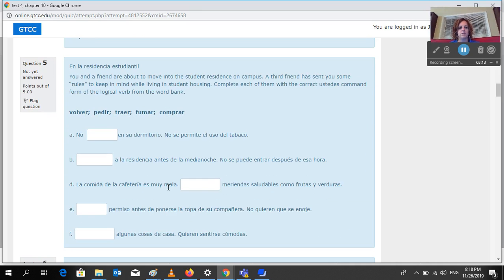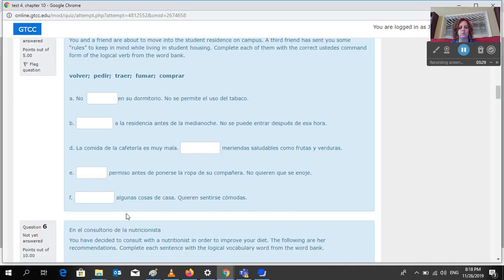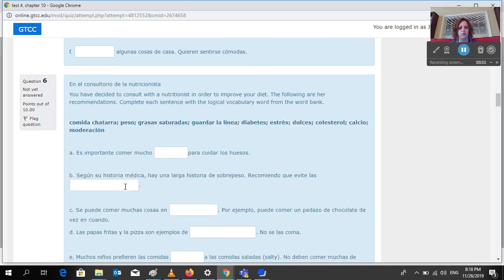Here, la residencia estudiantil. You and a friend are about to move into the student residence on campus. A third friend has sent you some rules to keep in mind while living in student housing. Complete each of them with the correct ustedes command. So remember, you're using ustedes, the plural. So you're going to decide which of these verbs would make the most sense in the blank and then put it in the ustedes command form.